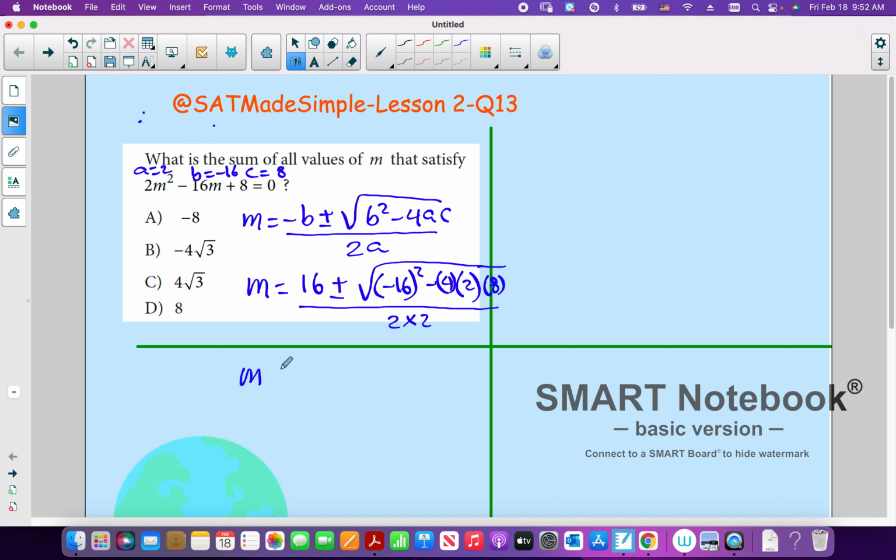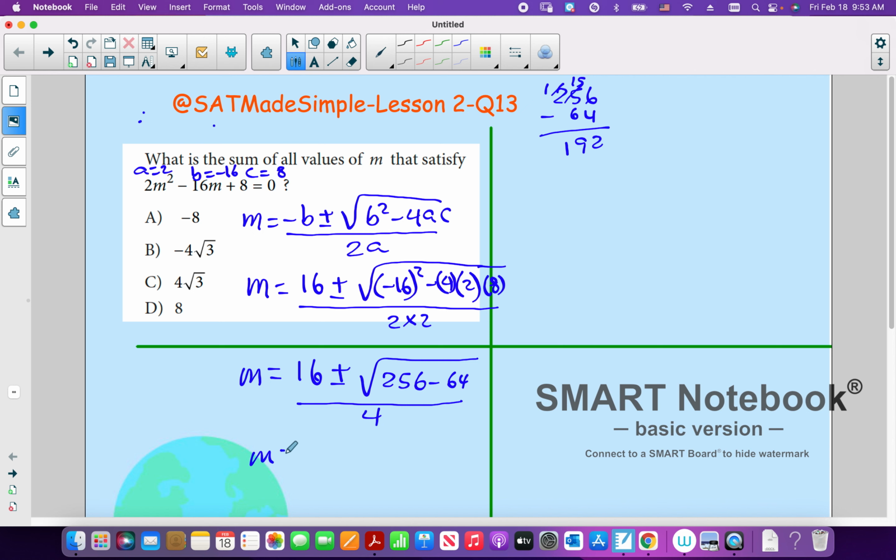That'll give me m is equal to 16 plus or minus the square root of 256 minus 64, over 4. 256 minus 64 is 192. So m is equal to 16 plus or minus the square root of 192.